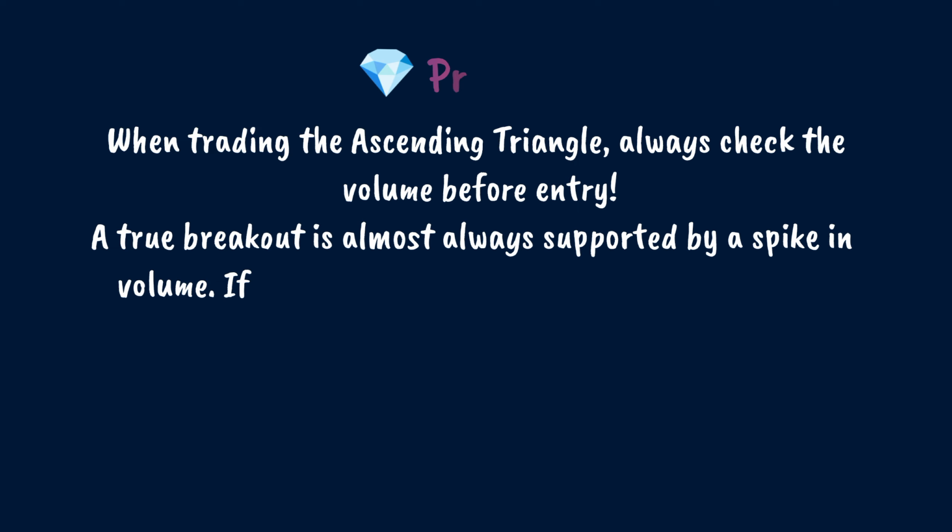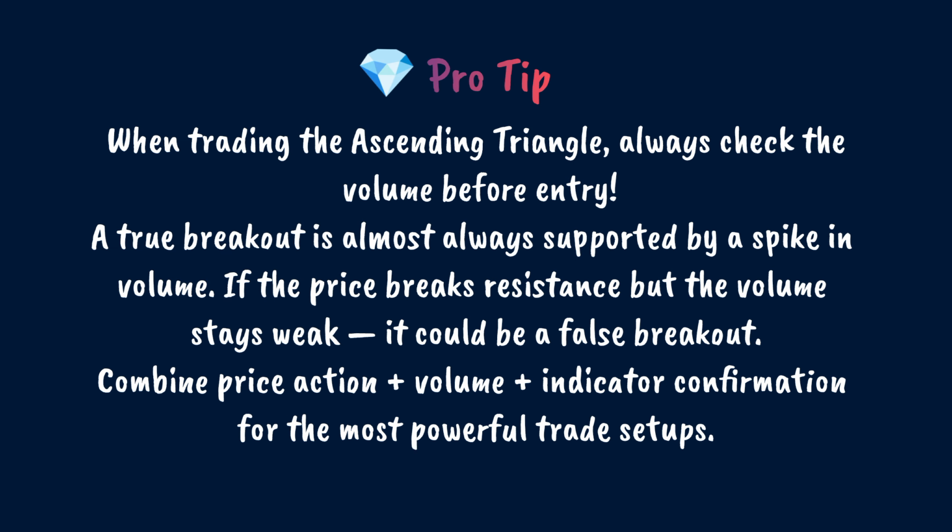Pro tip. When trading the ascending triangle, always check the volume before entry. A true breakout is almost always supported by a spike in volume. If the price breaks resistance but the volume stays weak, it could be a false breakout. Combine price action plus volume plus indicator confirmation for the most powerful trade setups.